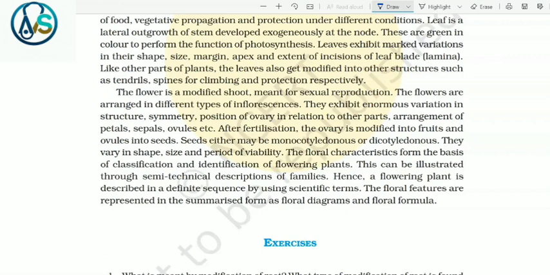Seeds may be monocotyledonous or dicotyledonous. They vary in shape, size and period of viability. The floral characteristics form the basis of classification and identification of flowering plants. This can be illustrated through semi-technical descriptions of families. Hence, a flowering plant is described in a definite sequence by using scientific terms. The floral features are represented in summarized form as floral diagrams and floral formula.